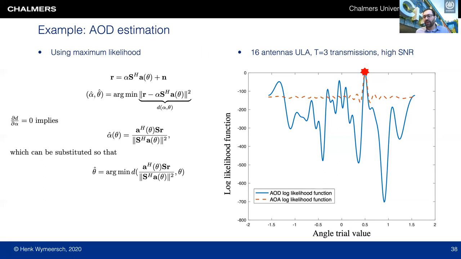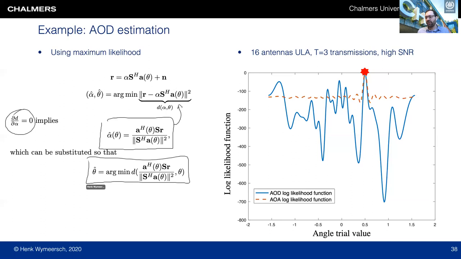How do you solve this? This is the least squares approach. It's here identical to maximum likelihood. So I have a least squares objective, but alpha and theta are unknown. I can first set the derivative with respect to alpha to zero, and this gives me a solution of alpha as a function of theta. And this happens very often: when you have a linear parameter, you can express its estimate as a function of all the other parameters. And then I can plug this back into the objective function. And this turns out to be my final objective function over the angle of departure.